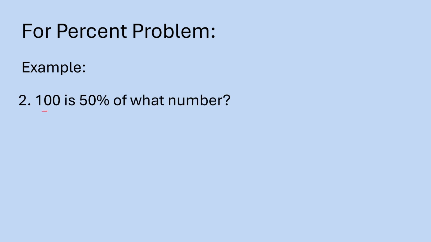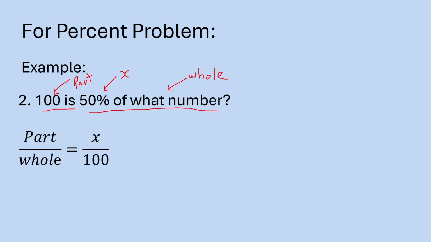Next example, 100 is 50% of what number? So here we have the x value, meaning the percent value in our formula. 100 is the part and what number here? It means we want to find out the whole number. Now we will use the formula. Part divided by whole is equal to x divided by 100. So now we will put in the values. We know the part is 100. We want to find out the whole number, so we put here W. It indicates the whole number. 50 is the percent here and 100 is in the formula.